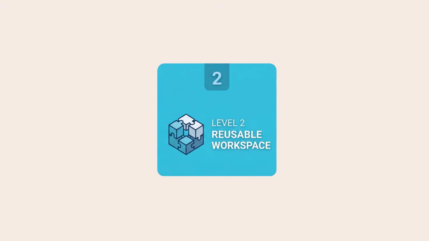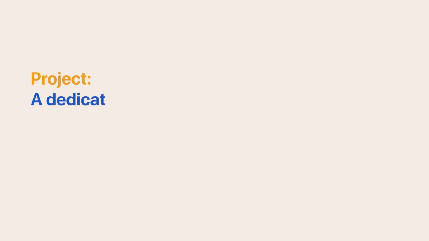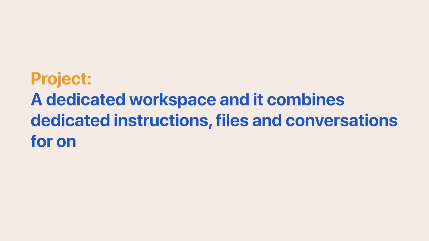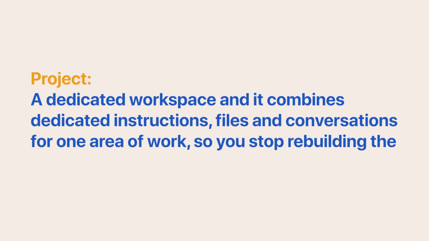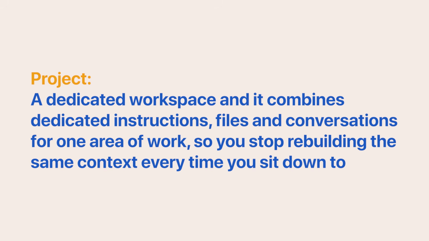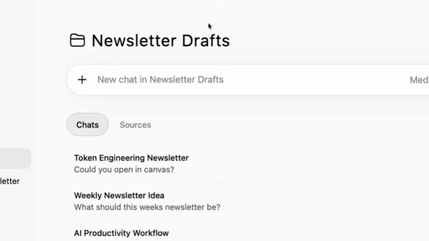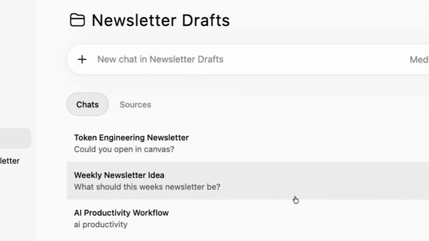So they're all the everyday assistant tools that I think most people are quite familiar with. So how do we upgrade to level 2, which is a reusable workspace? And the first thing you can look at is projects. A project is a dedicated workspace, and it combines dedicated instructions, files, and conversations for one area of work, so you stop rebuilding the same context every time you sit down to it. For example, for a content project, that's your audience details and past scripts, or this one, in my case, I have newsletter drafts project where I store all my newsletter drafts, and you can have individual conversations.